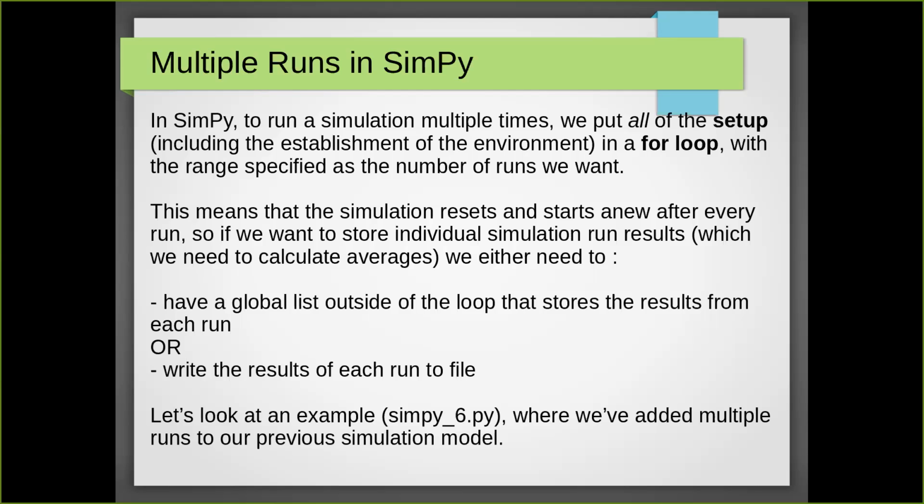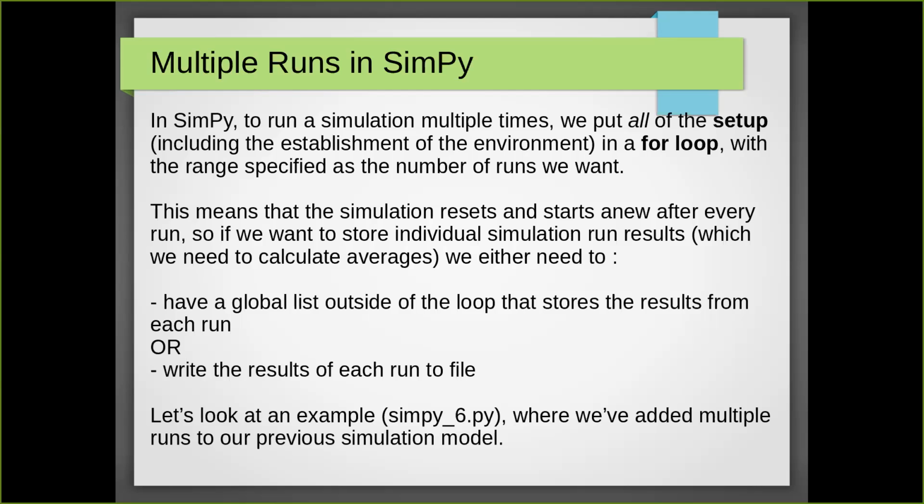So if we want to be able to store the individual results from each individual run, which we're going to need if we're going to calculate averages, then we need to do one of two things. We either need to have a global list outside of the loop that will store the results from each run, so at the end of each run, it dumps in the results from that run so that we can refer to them later once all the runs have completed.